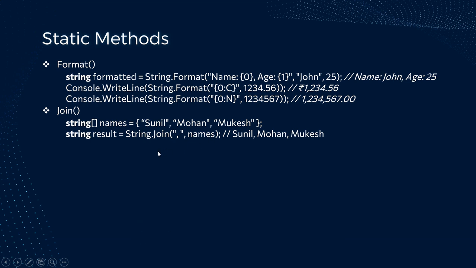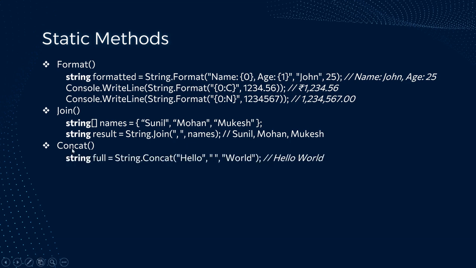Next is our Concat static method, and here you can see string.Concat. You need to pass n number of strings here, comma separated. Here the first string is hello, the second string is empty, the third one is world, so it will print hello world. This is called concatenation of strings, and Concat is a static method.